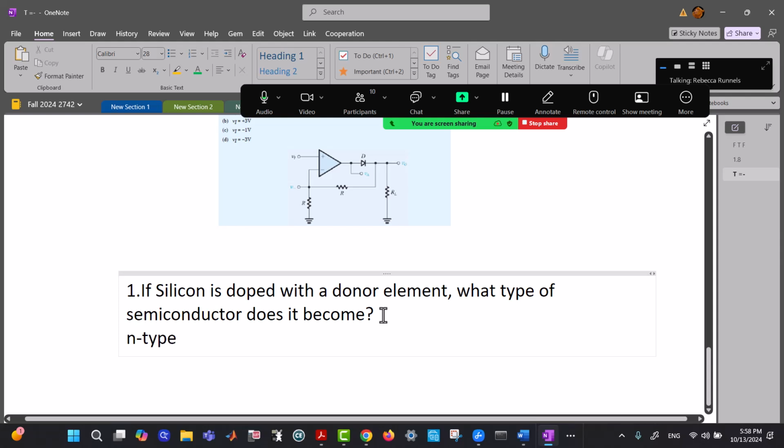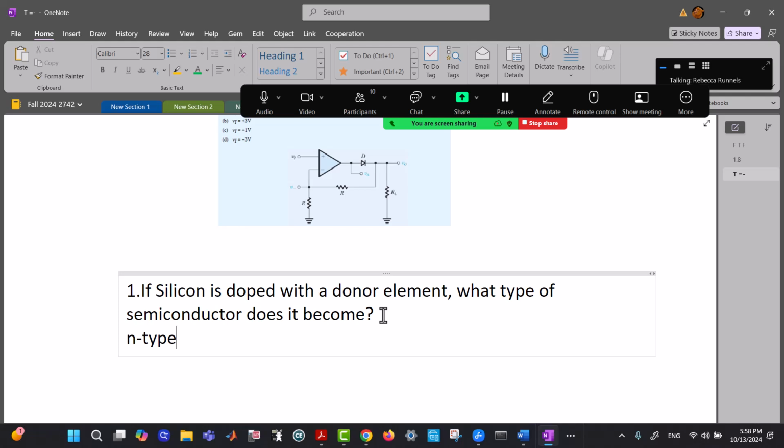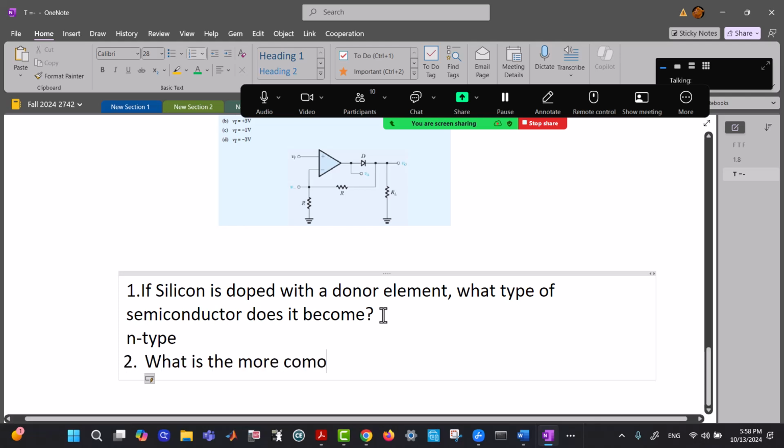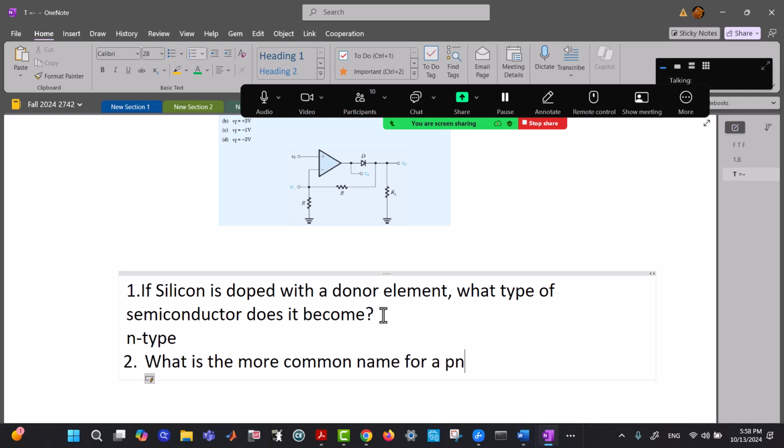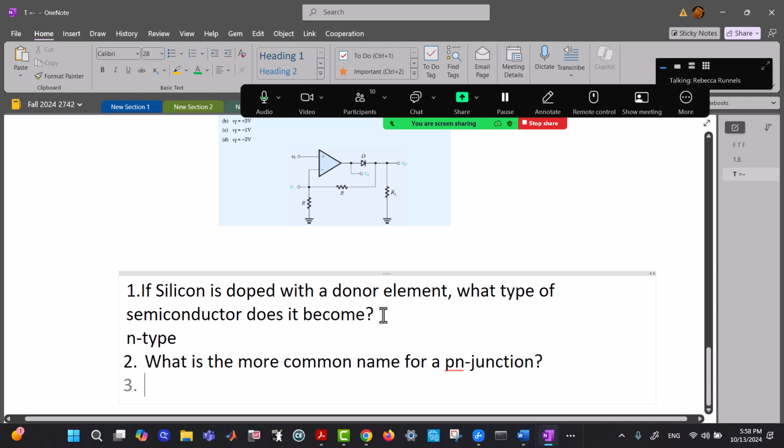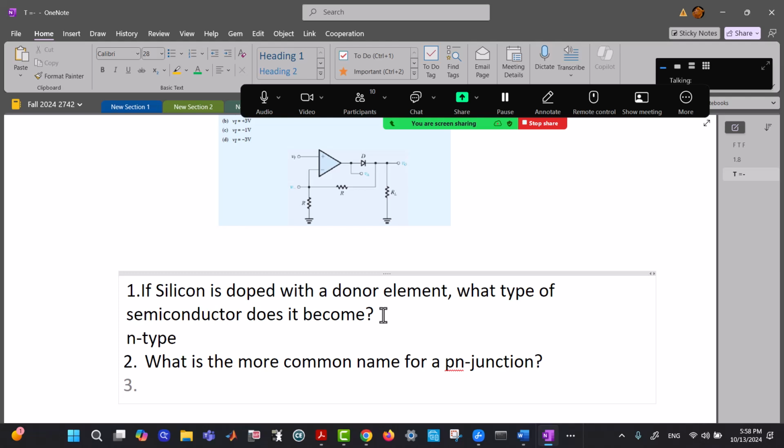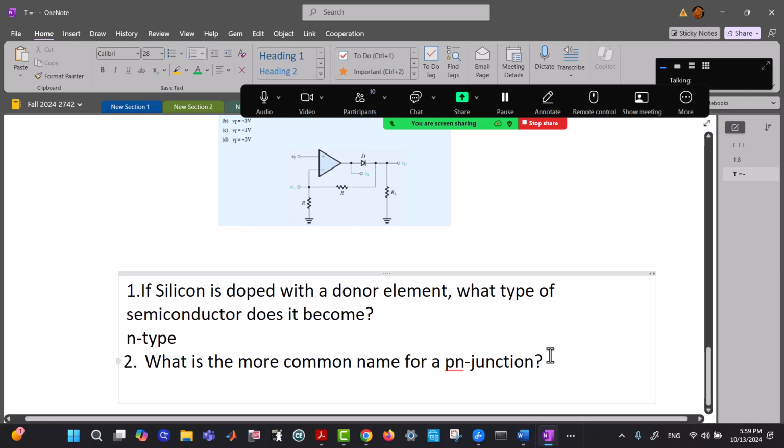And how did you figure that out? Or if you want to, because okay, donor gives electrons. Donor gives electrons, and that's what you needed to know. So that'd be N-type. So a p-n junction is where you have p type semiconductor and n type semiconductor right next to each other, but we usually call it something different. What's the more common name for that? No one? That's a diode.